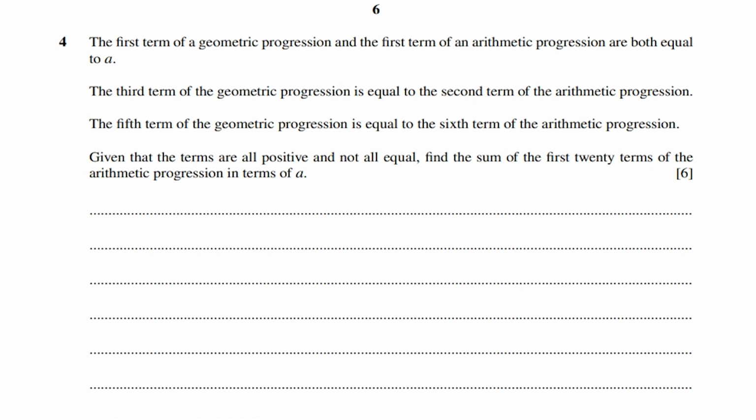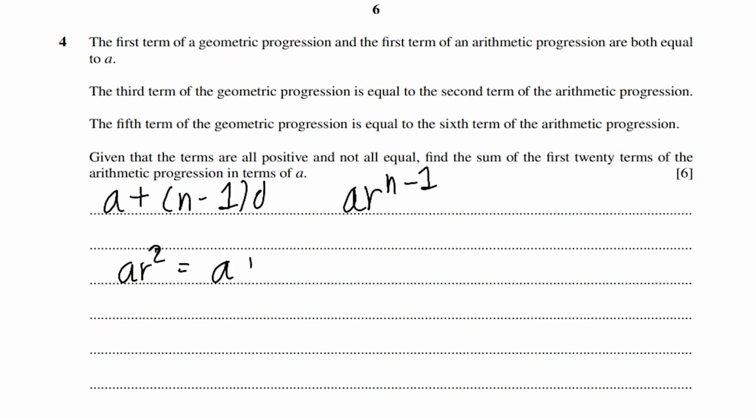Now the formula for arithmetic progression is a plus (n minus 1) multiplied by d, where a is the first term, d is the common difference, n is the term we are talking about, and the formula for geometric progression is a r raised to the power n minus 1. a is the first term, r is the common ratio, and n is the term we are talking about. Now the third term of geometric progression is a r raised to the power 3 minus 1, which is 2, so a r squared, and this is equal to the second term of the arithmetic progression. In the second term of arithmetic progression, n is 2, so 2 minus 1 is 1, and we have a plus d.